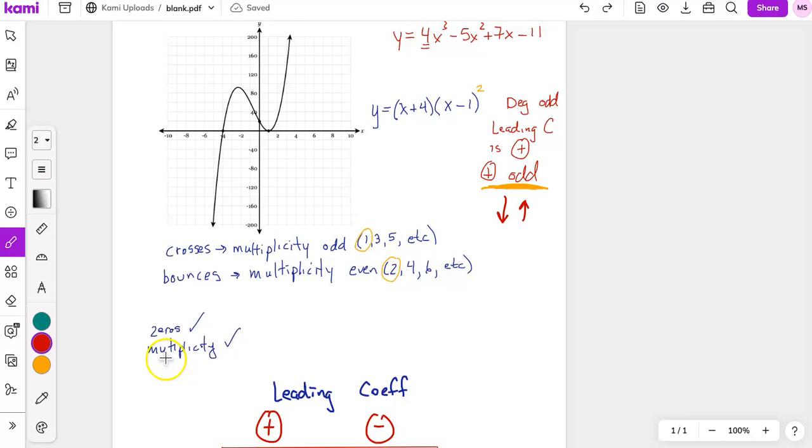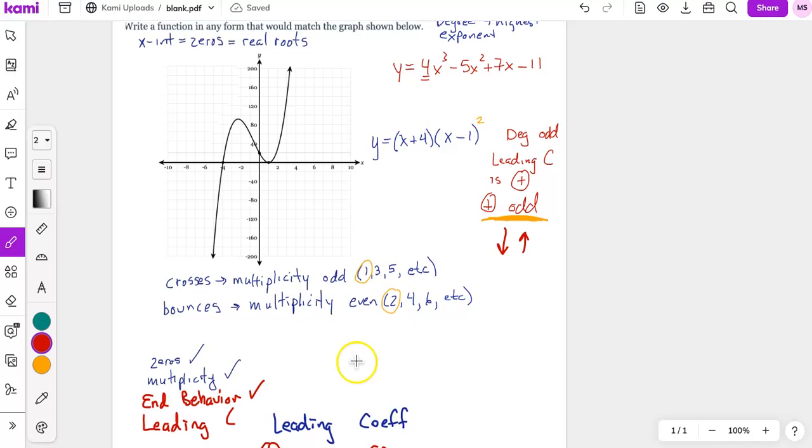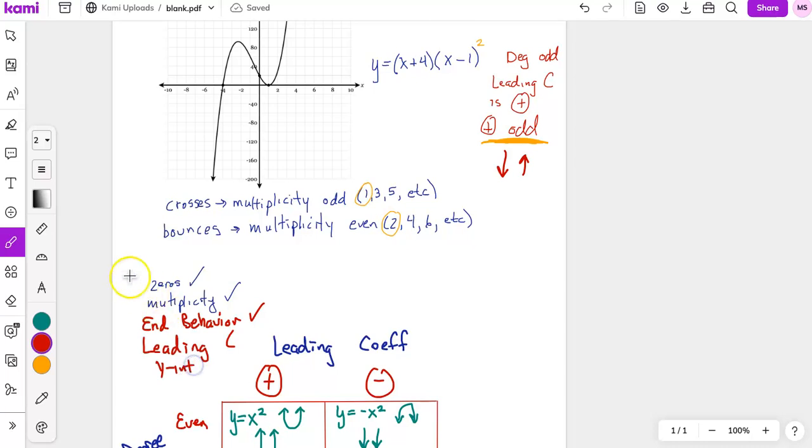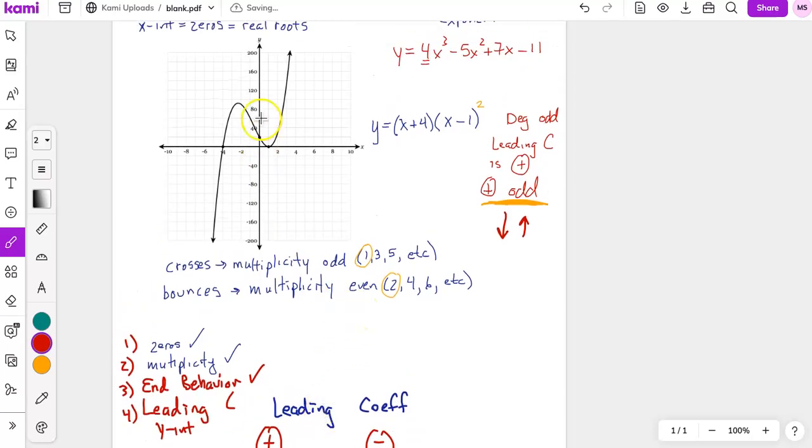All right, now, so let's see. We did zeros, we did multiplicity, and we did end behavior. And now the last thing that we have to do is check that our leading coefficient is right. And I don't mean its sign, I mean if it's positive or negative. So we have to check that our leading coefficient is right. And the way that you do that is by checking the y-intercept, okay? So I'll put leading coefficient, y-intercept. So there's 4 things that you have to do here. Check your zeros, check your multiplicity, check your end behavior, and check your leading coefficient. So what I'm going to do is I'm going to look at my graph. And the y-intercept that I need is actually 0, 20.